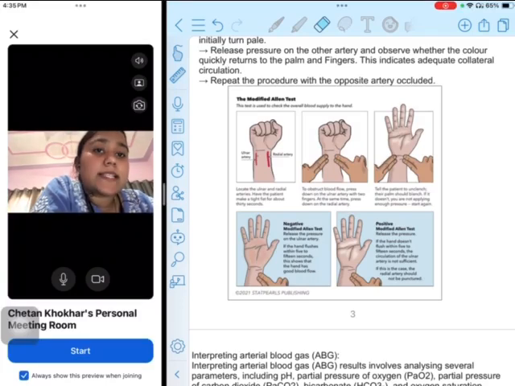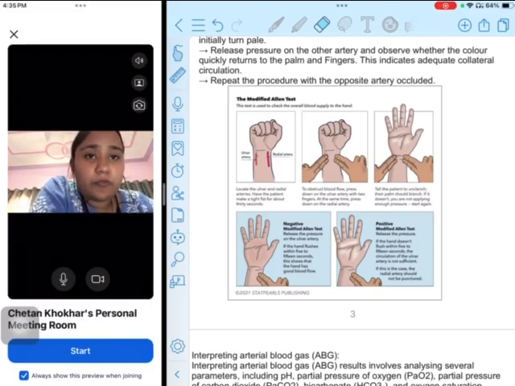Okay, so as I told you, the normal pH of our body is 7.35 to 7.45, and the normal bicarbonate level is 22 to 28, and PCO2 level is 35 to 45 mm of Hg. Okay, and the PO2 level is 80 to 100 mm of Hg. PO2, partial pressure of oxygen.